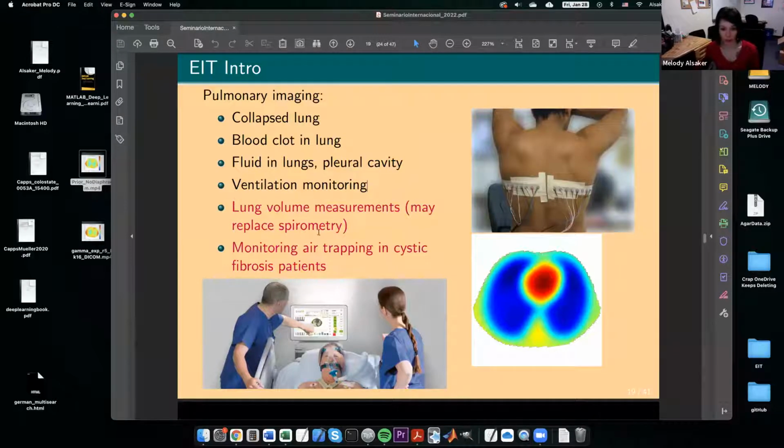And then these two in red are things that I have worked on in particular. The lung volume measurements, meaning if you want to determine how much air a patient can contain in their lungs, you can use EIT for that. I published a paper on that a few years ago. And also monitoring air trapping in cystic fibrosis patients at Children's Hospital Colorado, which is where I did that collaboration.